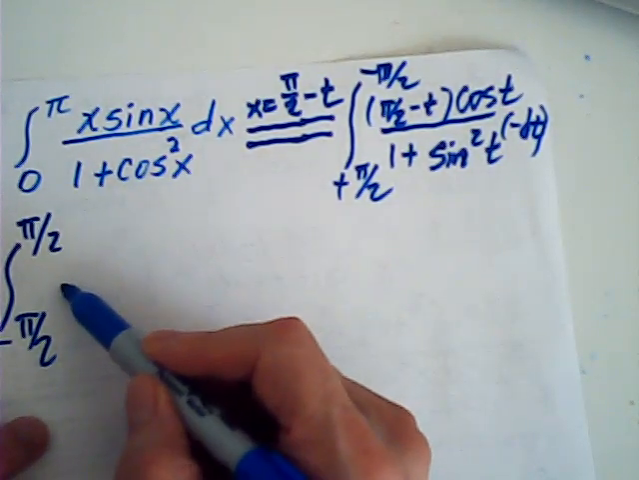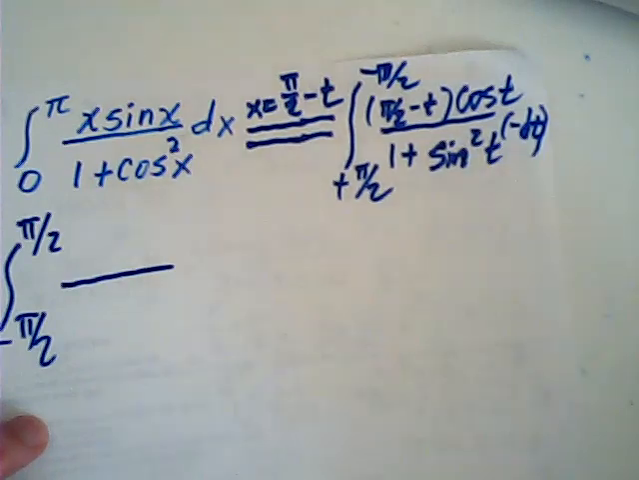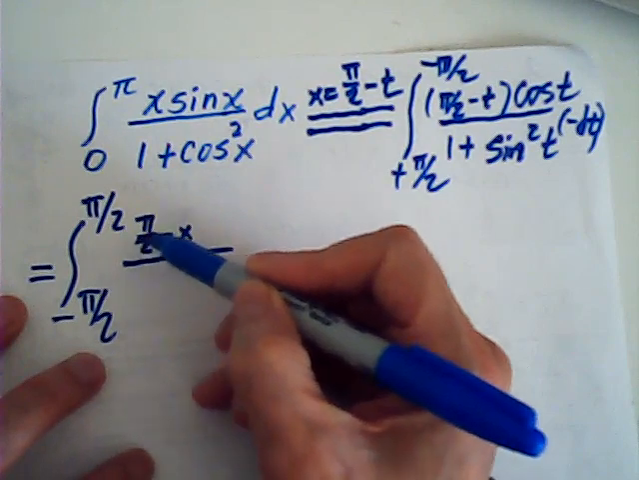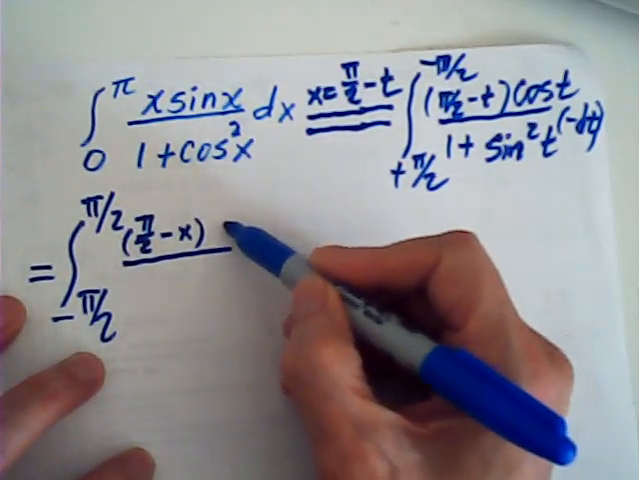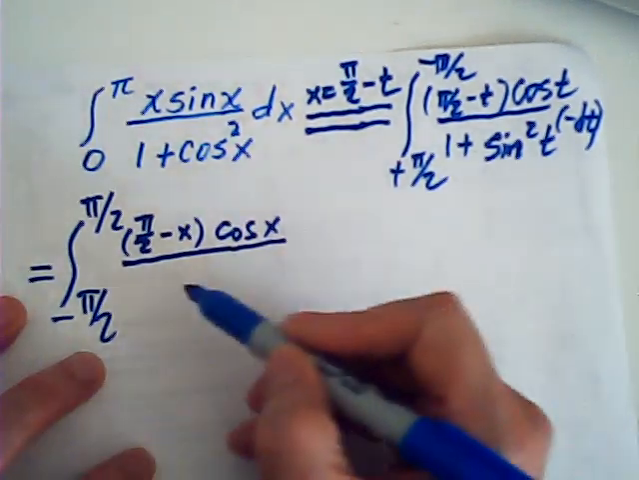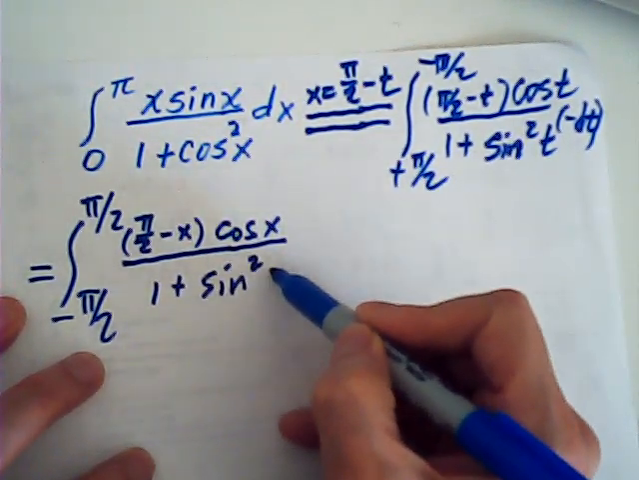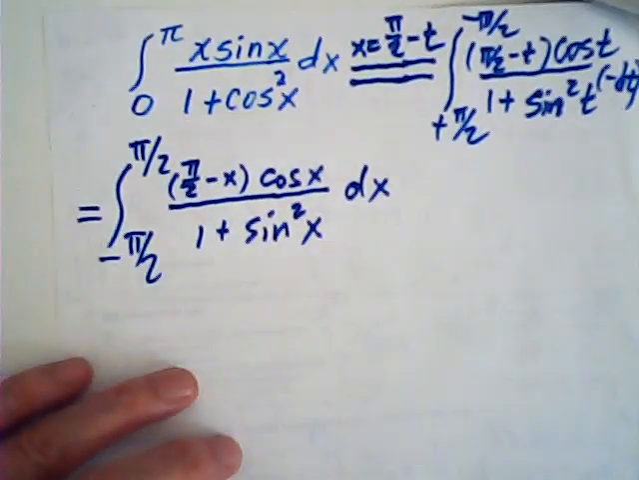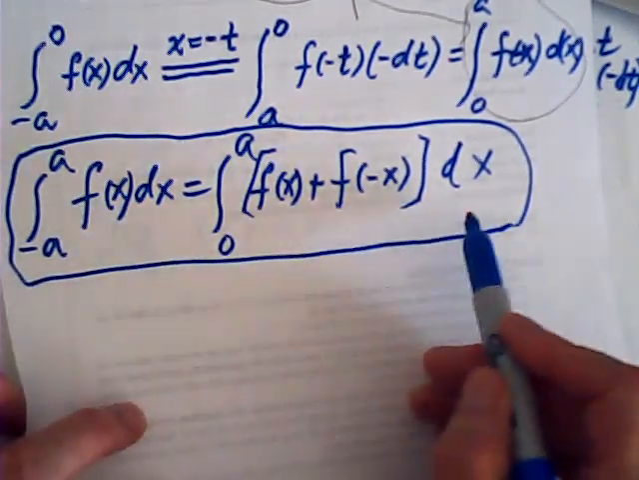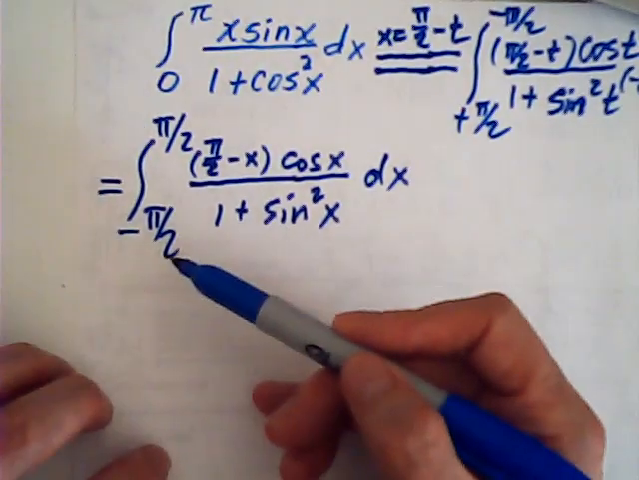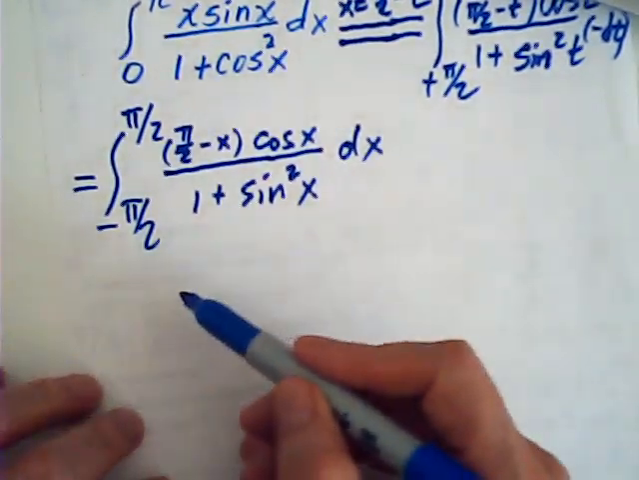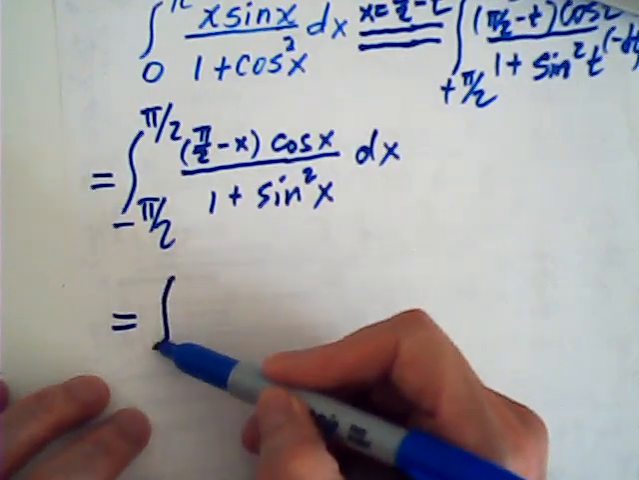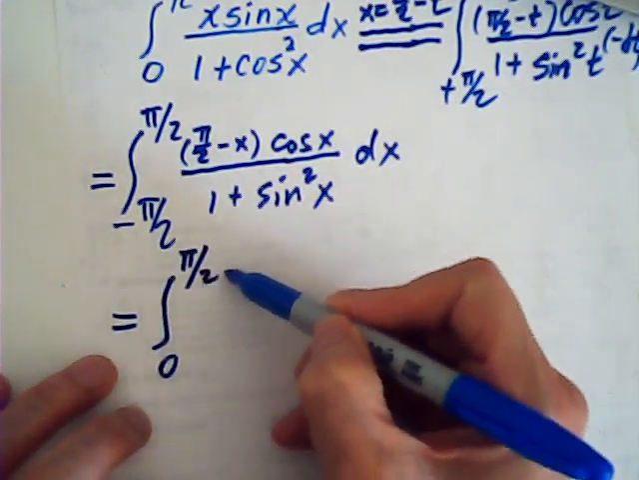And this one is equal to, the t is just a dummy variable, so we can write x instead: cosine x over 1 plus sine square x dx. Very good. Now it satisfies this property, right? Because it's from minus half pi to positive half pi. So according to the property, it becomes from 0 to half pi.